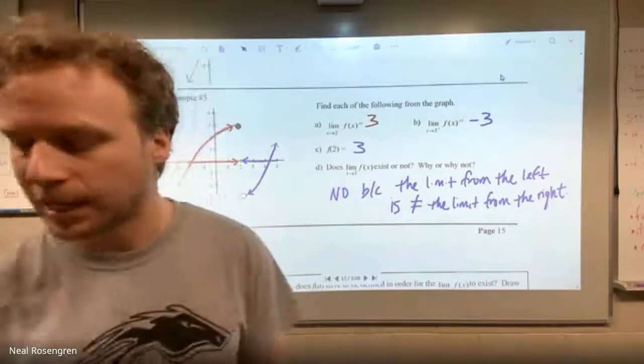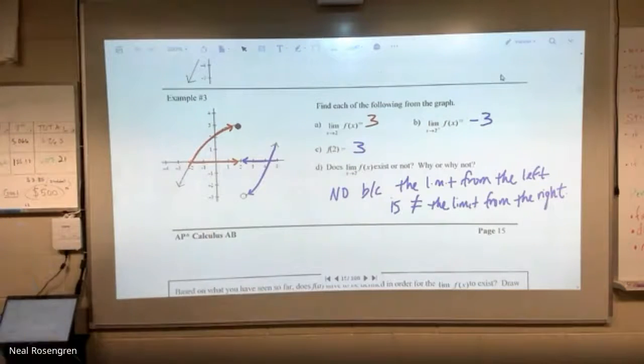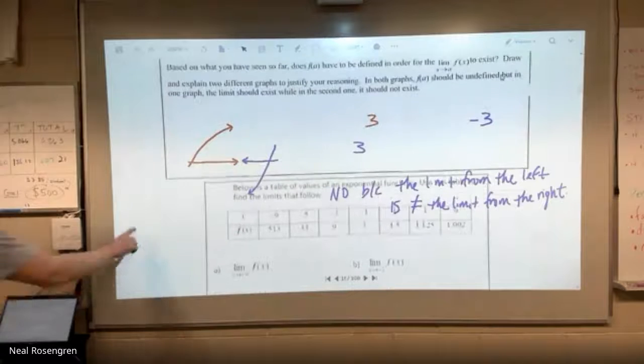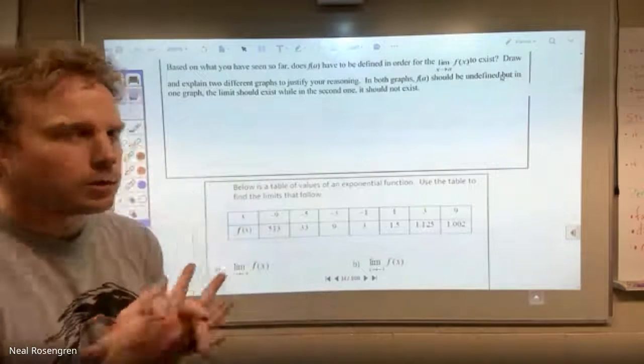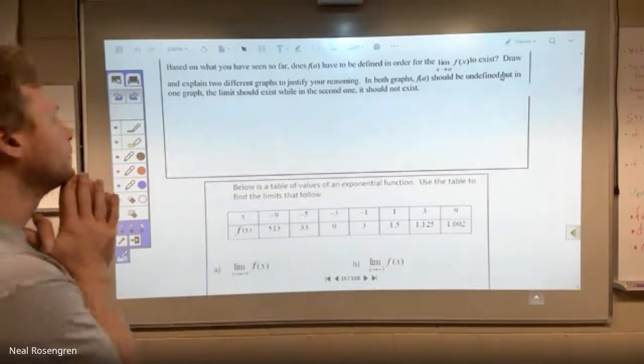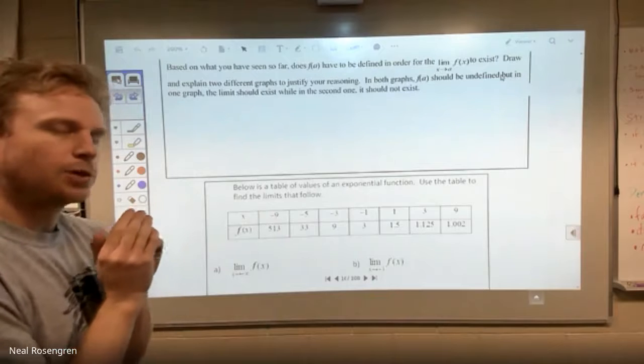I want to skip the tables for now, and then we'll eventually flip to page 17. But go to page 16 so we can conclude what we just saw and see what we can think about in terms of what they're asking.